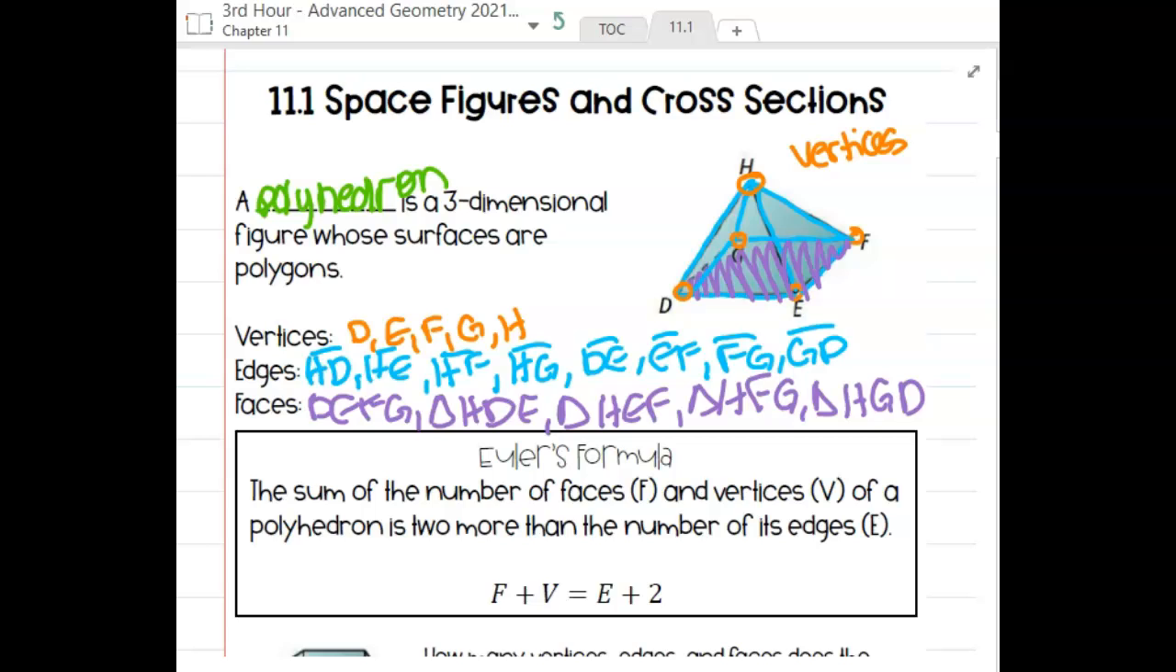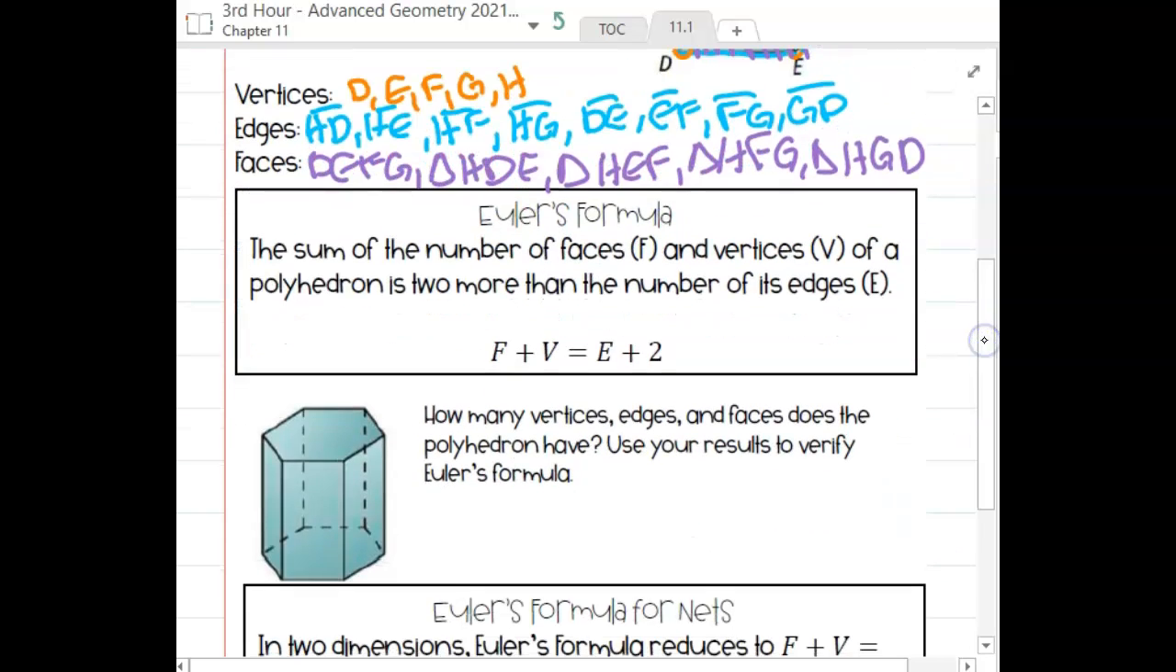Okay, now, moving on to another application of all of this, we have this thing called Euler's formula. There's this guy named Euler, and he discovered that there's a formula that has a relationship between all the faces, the vertices, and the edges. And it works for any polyhedron. The formula is, if you take the number of faces plus the number of vertices, that will be equal to the number of edges plus 2.